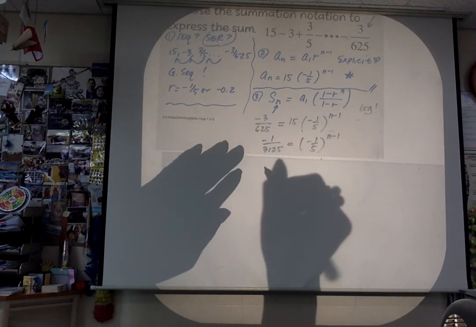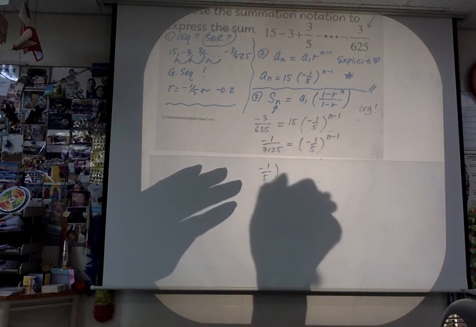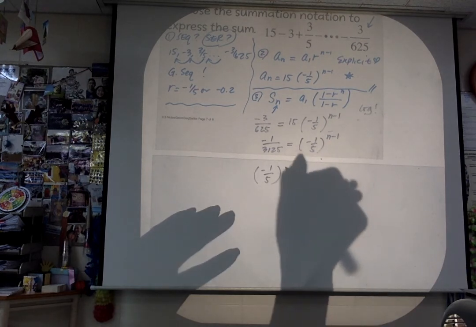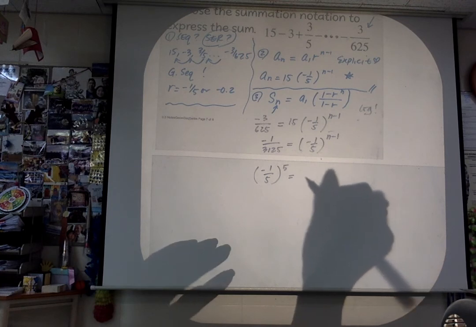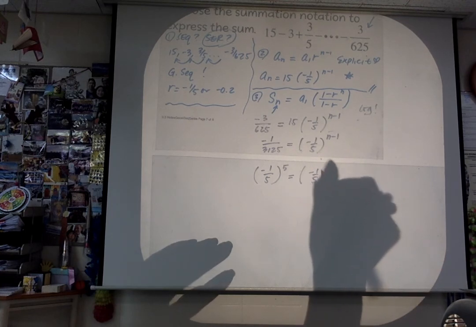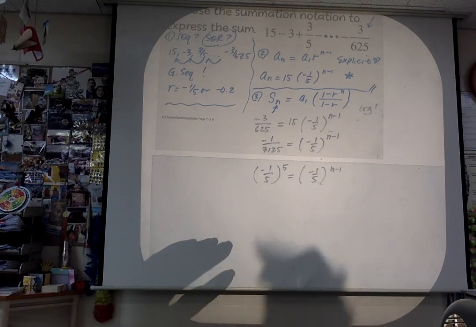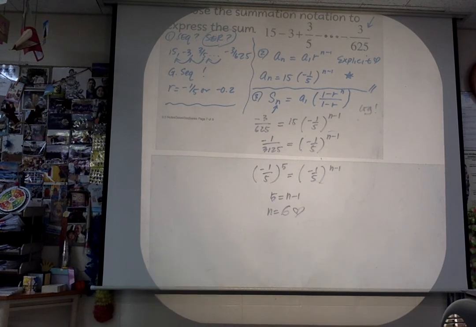Instead of writing it as negative 3125, is there any way I could write that in terms of negative 1/5 to have the same base? And you're right, it's actually 5: 5 to the 5th power is 3125. So I write that with the same base as this. Now I know the exponents have to be equal in order for this equation to hold, so 5 equals n minus 1.